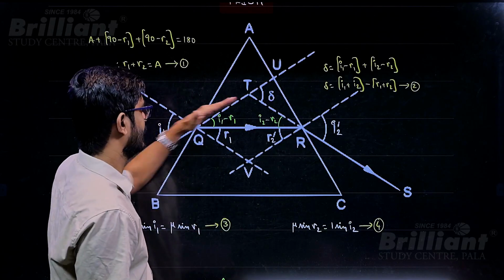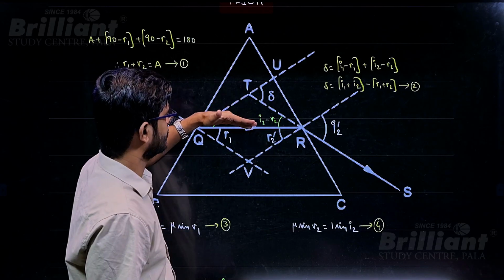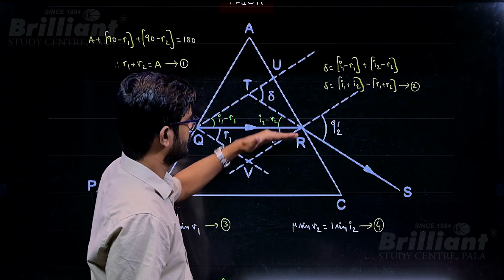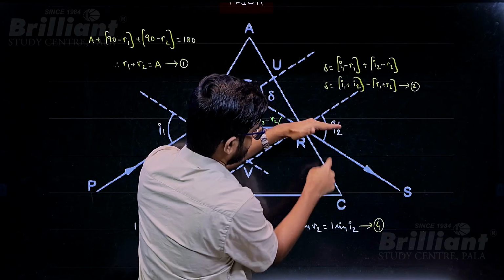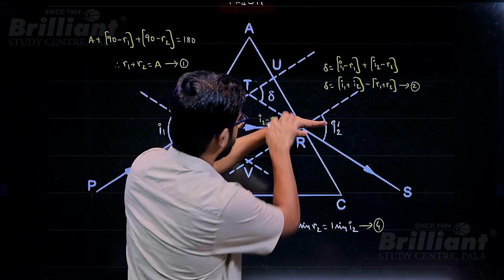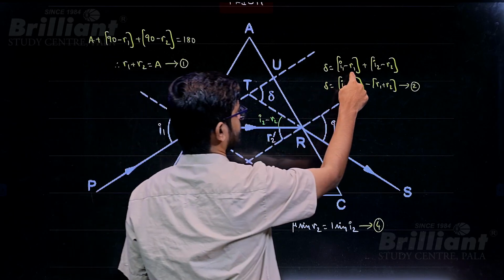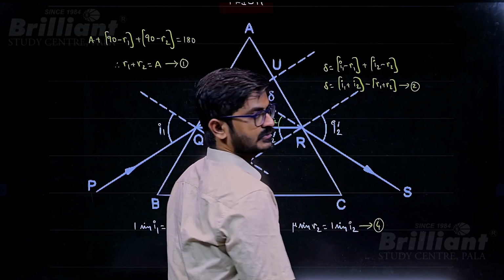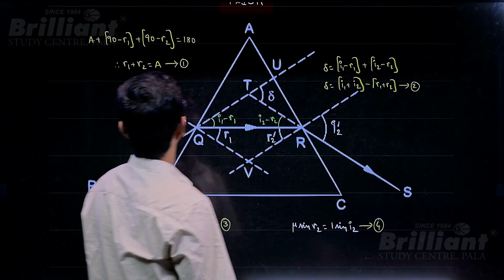So what is the total bending or total deviation? This plus this. The ray used to go like this, but it has bent by I1 minus R1 here, and it has bent by I2 minus R2 here. So what is the total deviation? I1 minus R1 plus I2 minus R2. So total deviation will be given by I1 plus I2 minus (R1 plus R2).